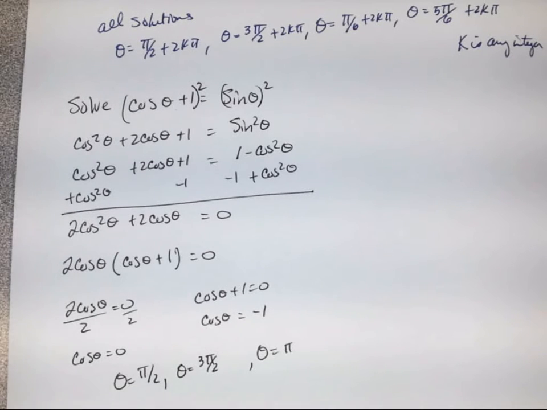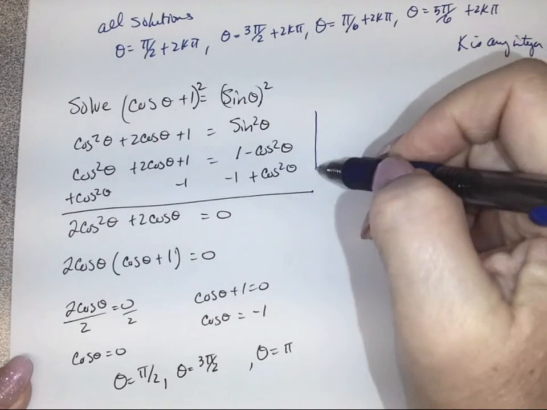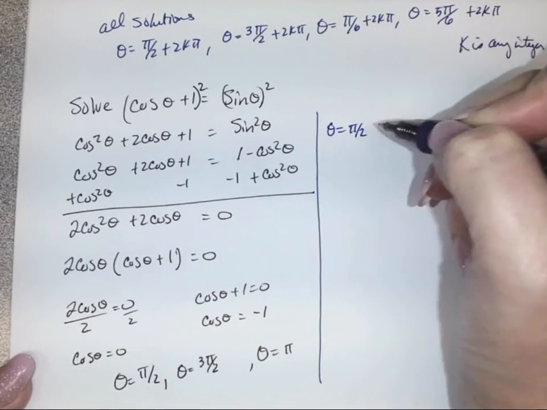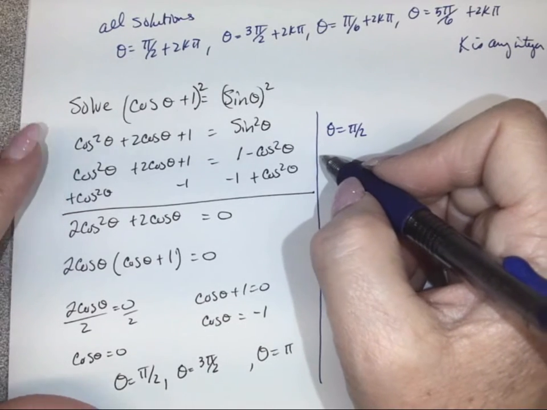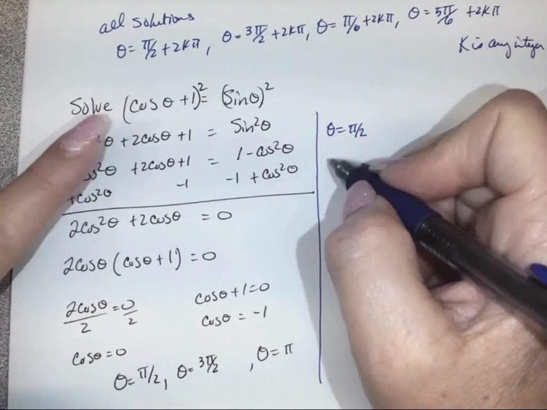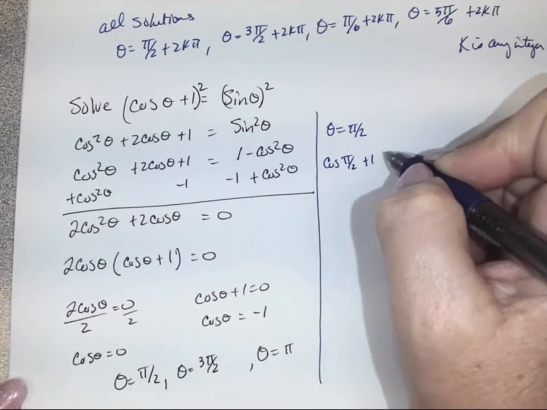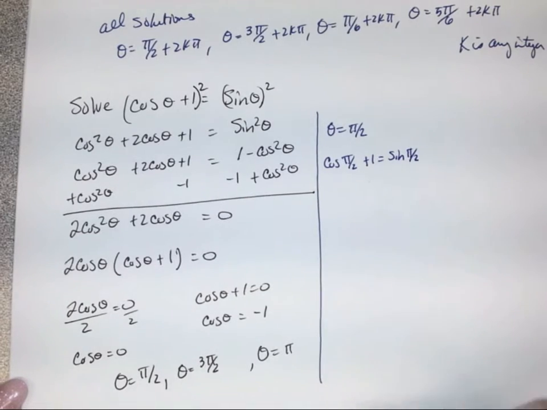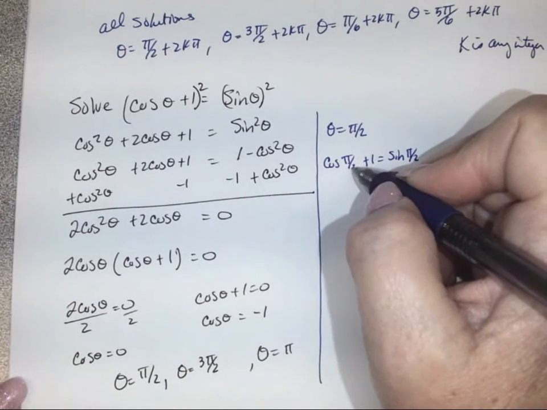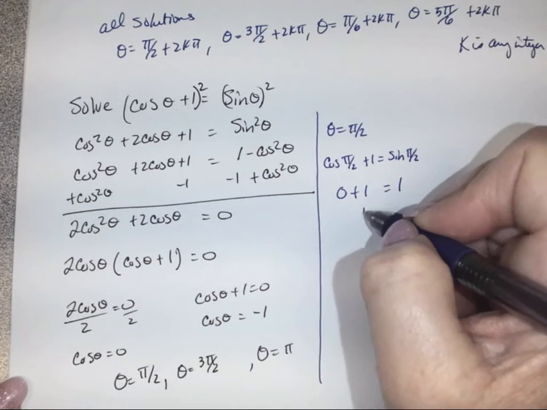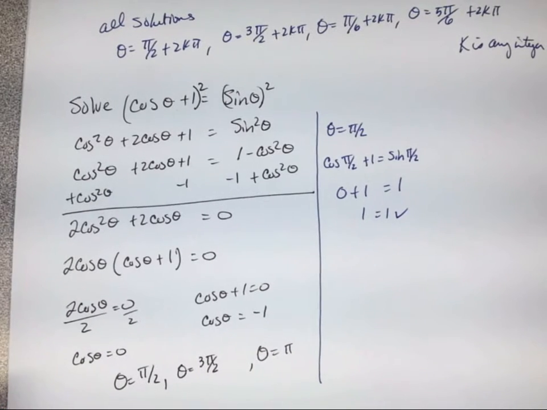But we have to remember that when we square both sides, we have to look for weird answers. So we've got to double check this. I'm going to do the checking right over here, so we're on the same page. We need to look at theta is equal to pi over 2. If I go back to my original equation, I get the cosine of pi over 2 plus 1 is equal to the sine of pi over 2. Cosine of pi over 2 is going to be 0 plus 1. Sine of pi over 2 is equal to 1. Well, we get 1 equals 1, so this one works.